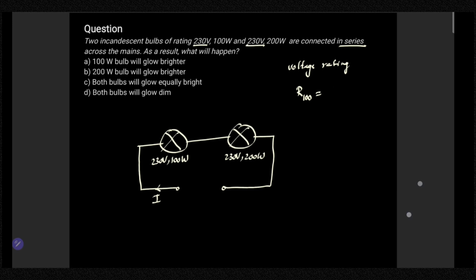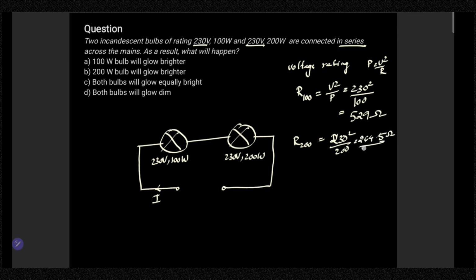Which equation are we going to use? We are going to use the power equation, P equals V square by R, so R equals V square by P. Here V square is 230 square by P, 100, which is equal to 529 ohm. Now let's find the resistance of the second bulb: 230 square by 200, which is equal to 264.5 ohm.